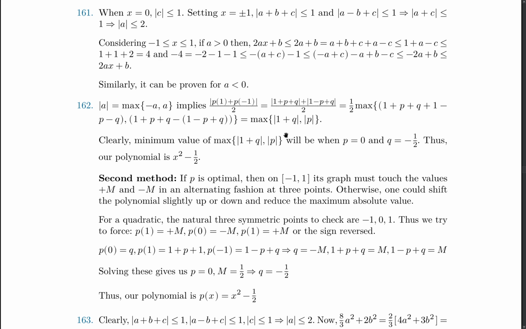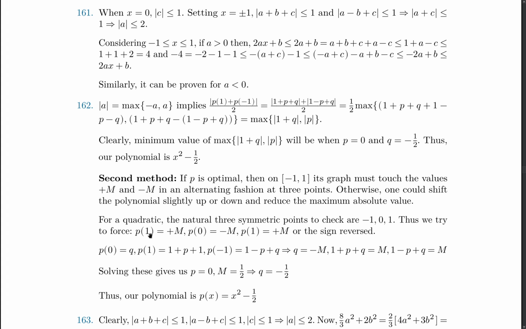So if you have this kind of graph, the downward one, the top would be plus m and the two values on the minimum side would be minus m, or if it is this way, then it would be minus m here and plus m here. So what we have said is that the graph must touch the values plus m and minus m. Otherwise, we could shift the polynomial slightly up or down and reduce the maximum absolute value. Now, the three natural points we can take in this range are minus 1, 0, and 1.